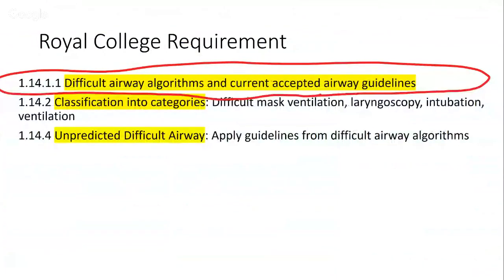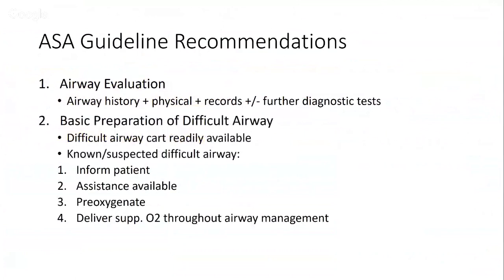Next, let's look at the specific difficult airway algorithms. As per the ASA guideline, these are some of the recommendations that they have mentioned. Number one, for airway evaluation, airway history and physical records should guide further diagnostic tests. The basic preparation for difficult airway includes the difficult airway cart being readily available. And if there is a known or suspected difficult airway, there are 4 steps that should be taken. Number 1, inform the patient. Number 2, have assistance available. Number 3, pre-oxygenate via face mask. And number 4, deliver oxygen actively throughout the airway management.